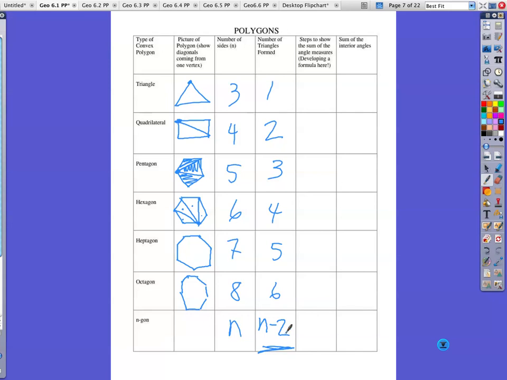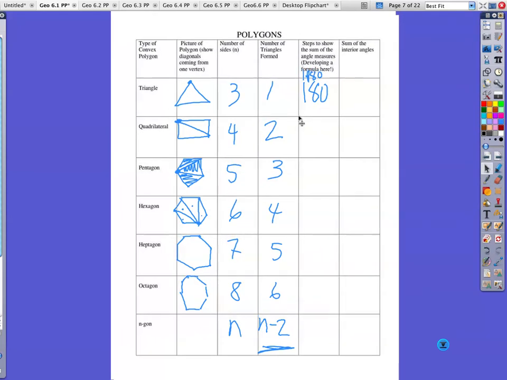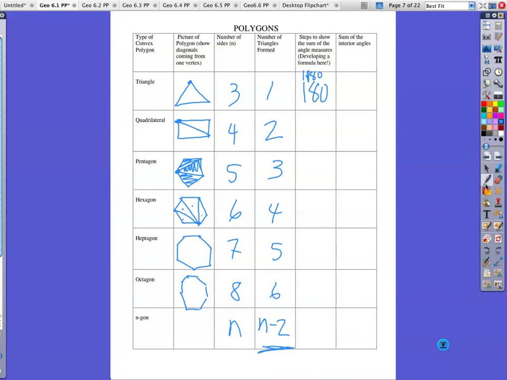Okay, steps to show the sum of the angle measures. So if I have one triangle, how many degrees are in that? Oh, we all know 180. Yay! Okay, because I'm taking 1 times 180. Quadrilateral, I'm going to take 2 times 180. Okay, I've got 360. All right, and that's actually the sum of all the interior angles. I got 180 here, 360.